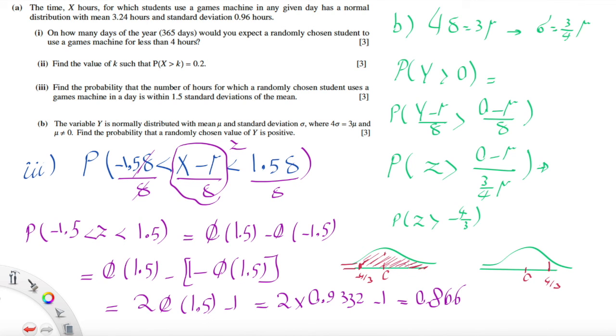This region in terms of area is equivalent to the region before this 4/3. So it will be phi of positive 4/3, which will be equal to, from the table, 0.909.